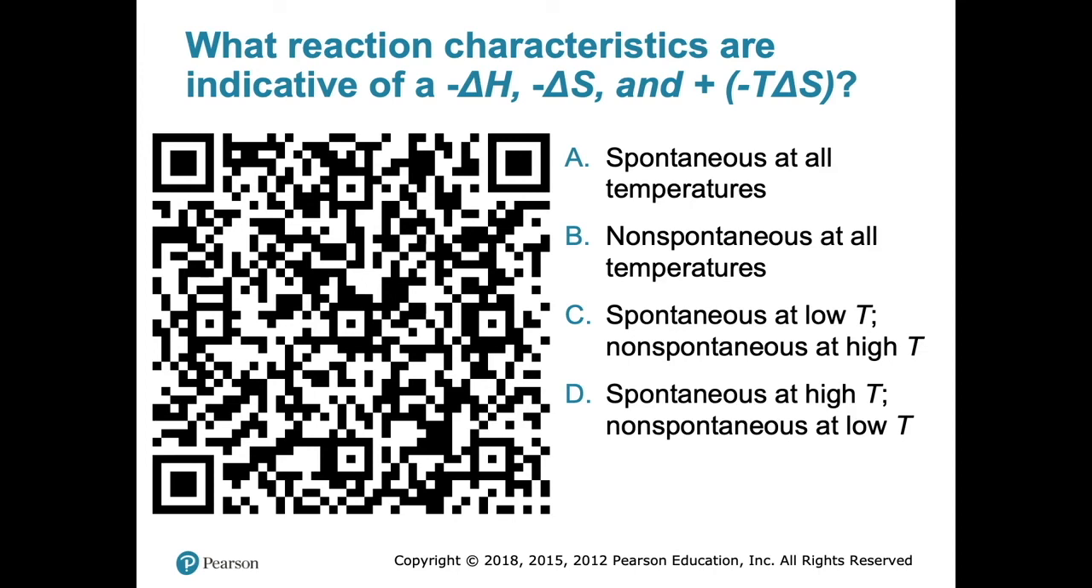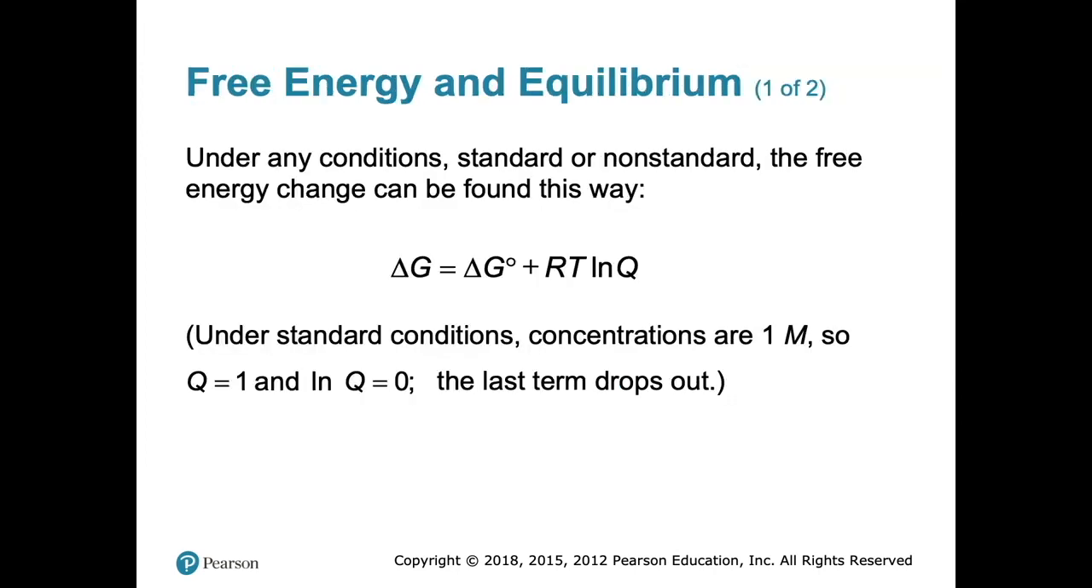So this is probably an equation I'll give you on the exam. One of what I call the key equations. Under any conditions, standard or non-standard, the free energy can be calculated this way. We can get the Gibbs free energy by getting the standard delta G, which is actually a literature value that you can look up, plus the ideal gas constant times the temperature times ln Q.